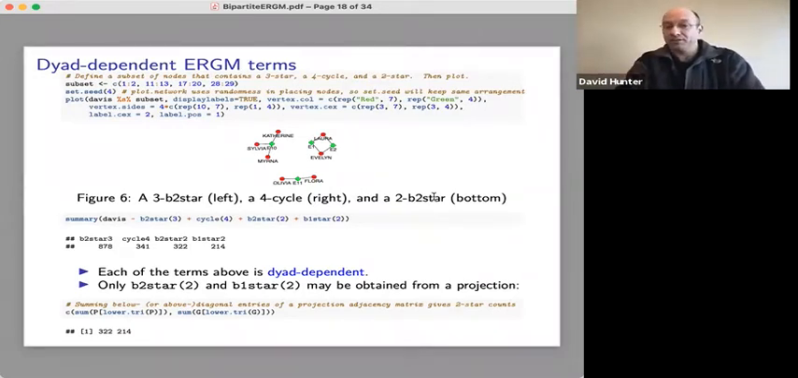Then on the upper right-hand corner, there's a 4-cycle. A 4-cycle consists of a pair of women and a pair of events. And both women attended both events.